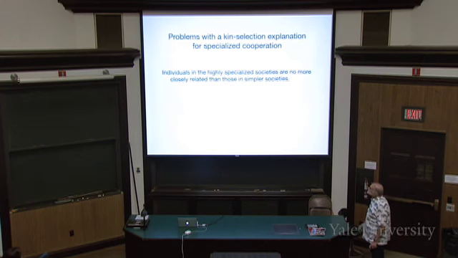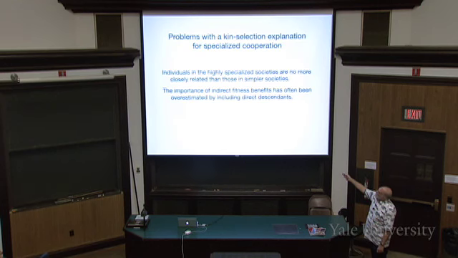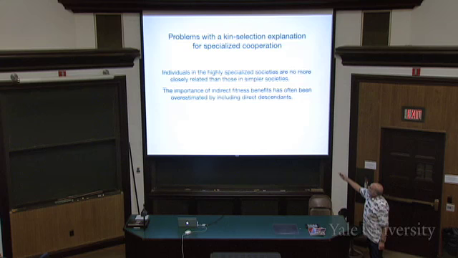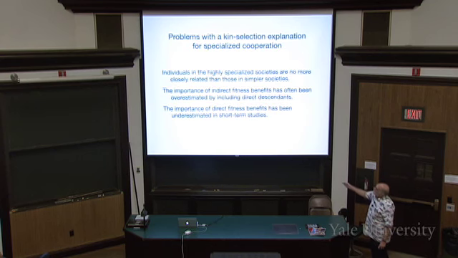It does have some problems. There are highly specialized societies that have fine division of labor, extensive cooperation, and the individuals in them are no more closely related than are individuals in simpler societies. There has been a tendency to overestimate indirect fitness benefits, so kin-selected fitness benefits, and that has been done by including direct descendants of the pair, which could be, for example, parental care, rather than looking at nieces, nephews, aunts, uncles, things like that. The direct fitness benefits have often been underestimated.